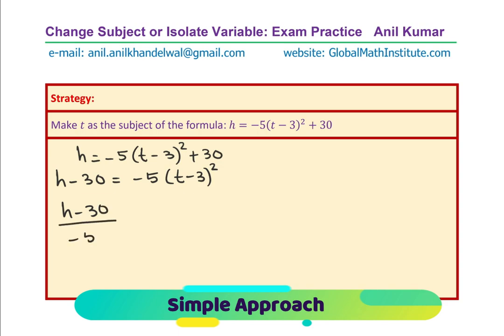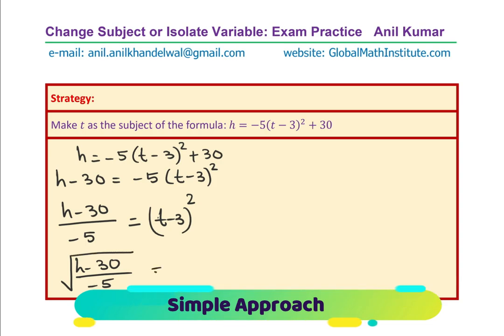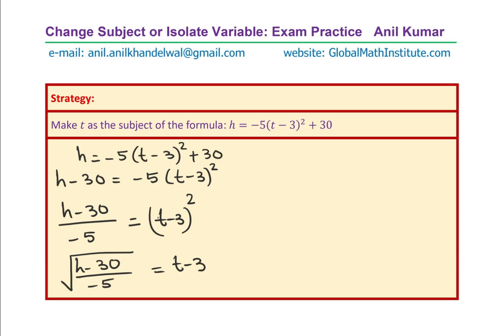divide by minus 5 equals (t minus 3) whole square. And now we need to square root. So we have square root of (h minus 30) over minus 5 equals t minus 3. And as you can see, it is now easy to isolate t, and we can write t as equal to, taking 3 on the right side, 3 plus square root of (h minus 30) over minus 5.